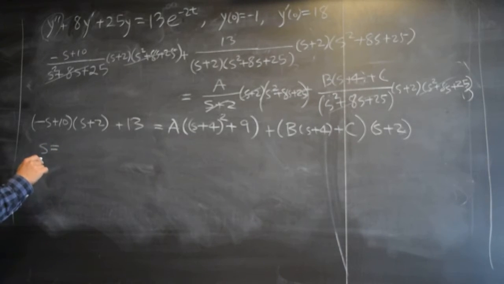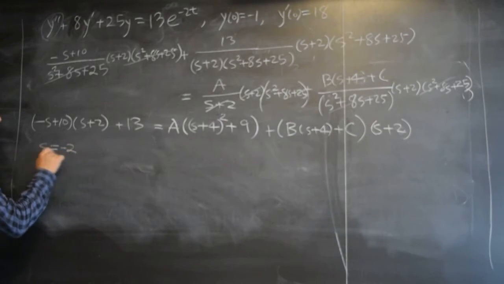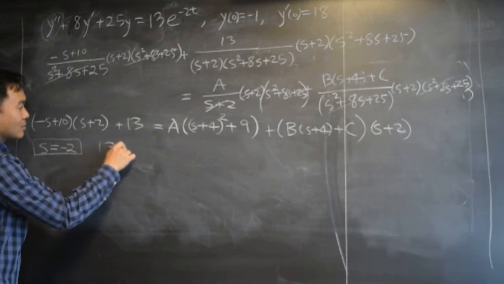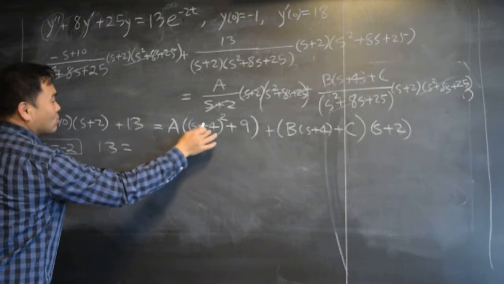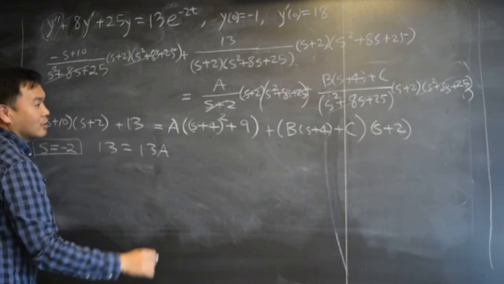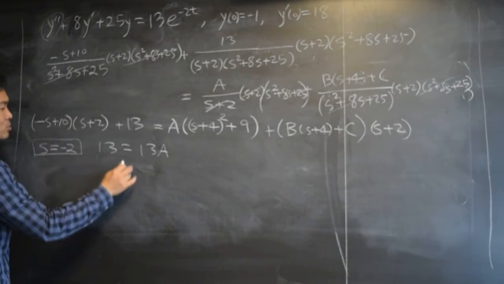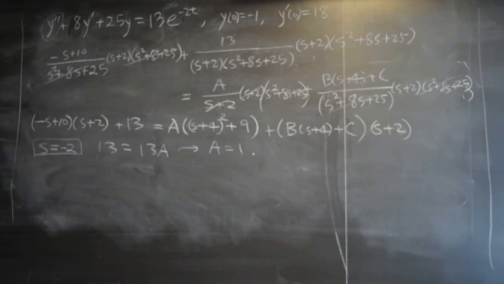Okay, what should we do? s equal to? -2 is a good choice. Because in that case, that becomes 0, you get 13. -2 plus 4 is 2. 2 squared is 4. 4 plus 9 is 13, so you get 13a. And then -2 deletes everything else, so you get 13 equal to 13a, giving you a equal to 1. Nice.